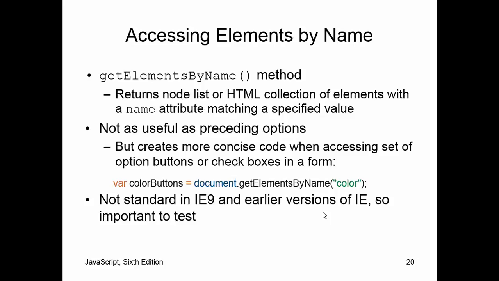As you can see, it returns a node list, or again, an HTML collection of elements that match the name attribute that you add. Now notice it says it's not as useful as the preceding things, but it can be more concise. The bottom line is, if you're provided 4, 5, 6, whatever ways of doing something, are you going to use all 6? You might try all 6 to see which one or ones are the most useful for you, and by and large, those are going to be the ones that you're going to use.